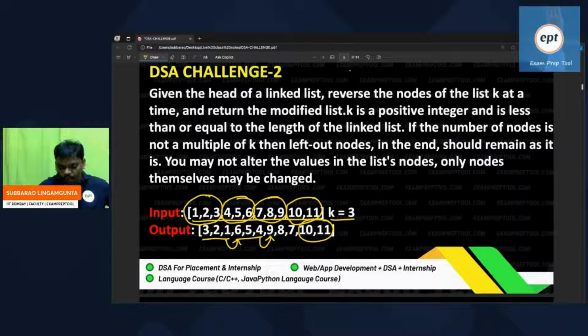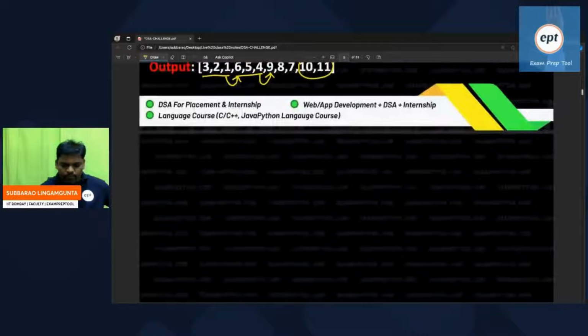You have to do the reverse in k nodes. So to solve this problem, you should know how to reverse it. I will explain first how to reverse, then we will solve the given problem. But first, let me explain how to reverse it here.